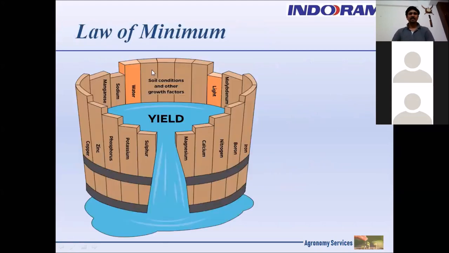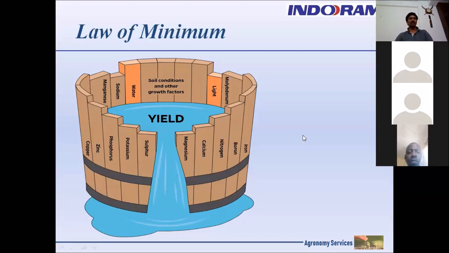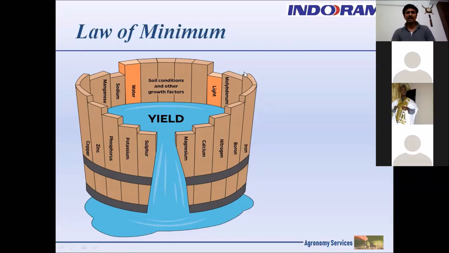So let's understand the second concept, the law of minimum. I think most of you have seen this picture on Google also. Let's understand what this law of minimum is. If you see this picture, this barrel, you can see pieces of wood coming together to form the complete barrel. If we consider that one piece of this wood is one essential factor or essential nutrient for plant growth, then we need to maintain a sufficient level of all the factors responsible for plant development and growth.